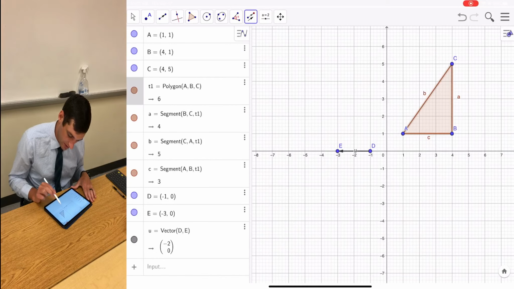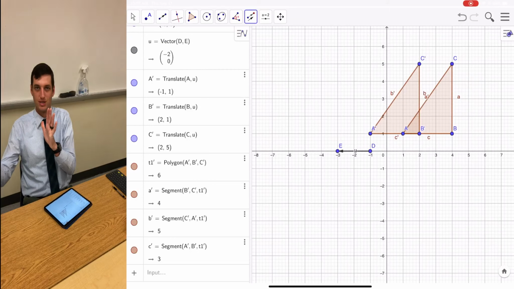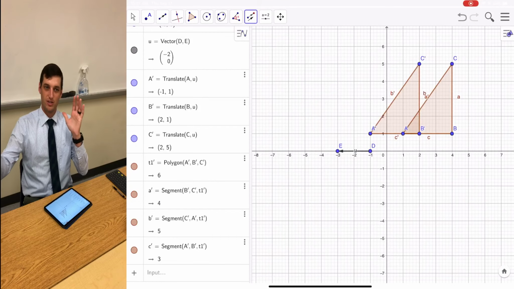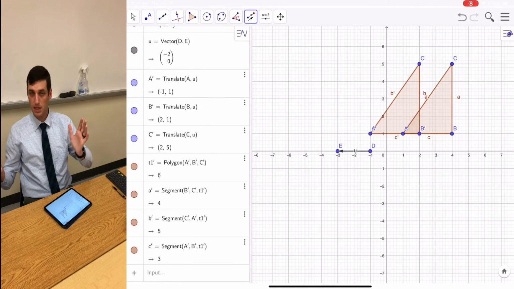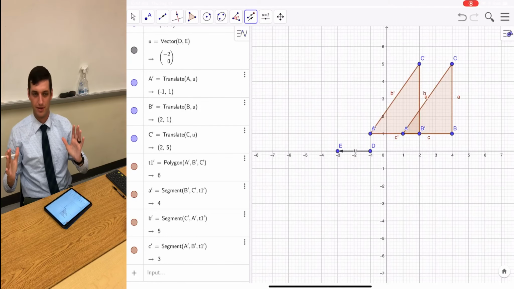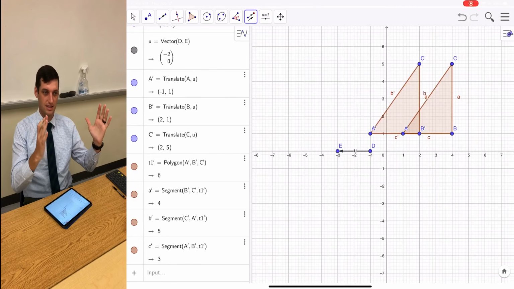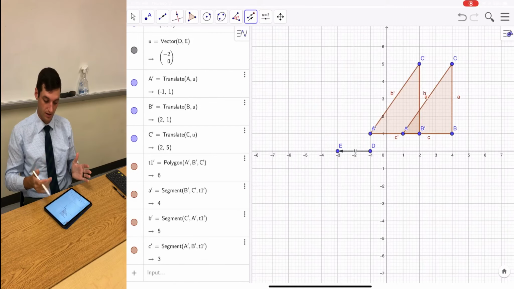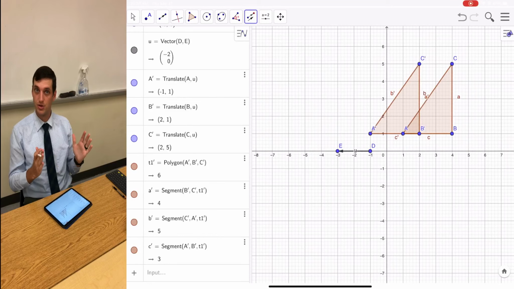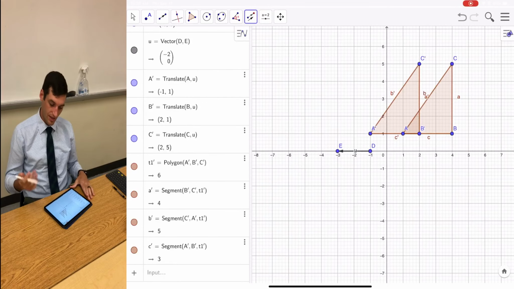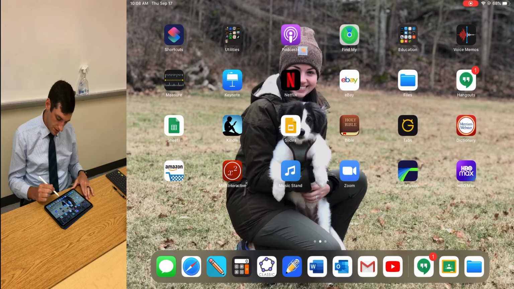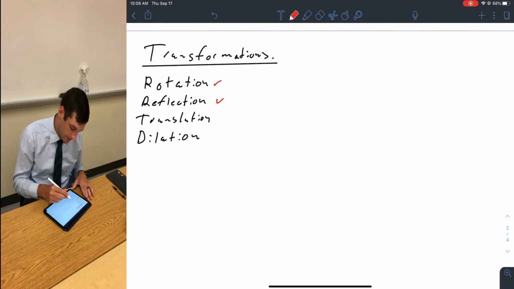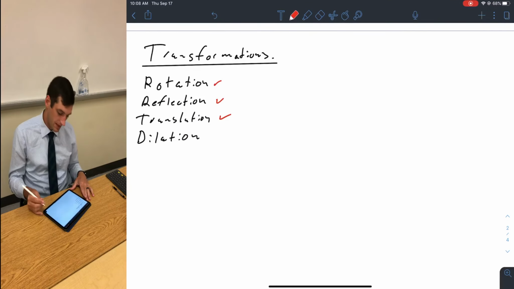translate by vector, I'm going to click on that, then I'm going to click on my vector, and it shows it being slid over. So translation is a shape being slid in either direction by a vector, but you all don't need to know what a vector is. So it's slid 2 units to the left. That's what happened here, is I created a vector of 2 units, and then I slid it over 2. This actually shows congruency. So let's go back here. Translation does maintain congruency.